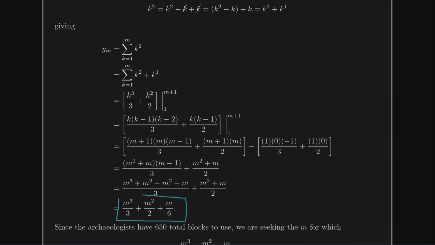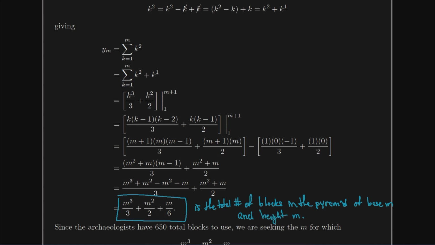You're left with m cubed plus m squared plus m over 6 as the total number of blocks in the pyramid. It's a pyramid of base m and height m.